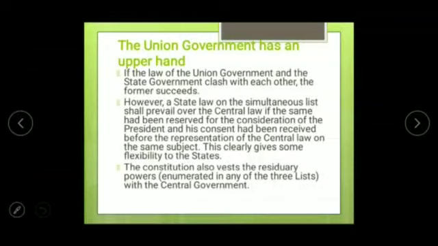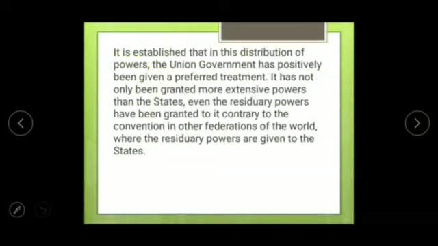So this reflects that there is a leaning of our Indian Constitution makers towards a strong centre, giving this residuary power to the union government. It clearly shows the Constitution makers leaning towards a strong centre. Then it is established that in this distribution of power, the union government has positively been given a preferred treatment.